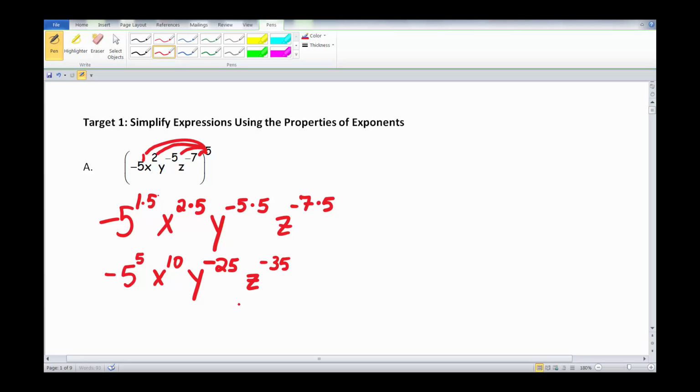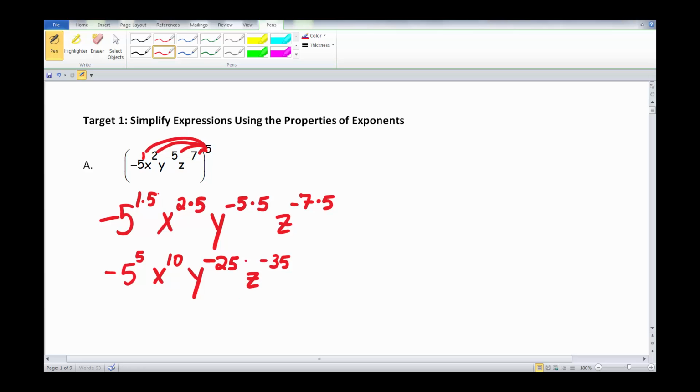And now we can go ahead and place our exponents where they appropriately belong. So because our y has a negative exponent and so does our z, we're going to go ahead and throw those on the bottom. So when we do that, we have negative 5 raised to the fifth power, x to the 10th power, all over y raised to the positive 25th exponent, z raised to the positive 35th exponent.